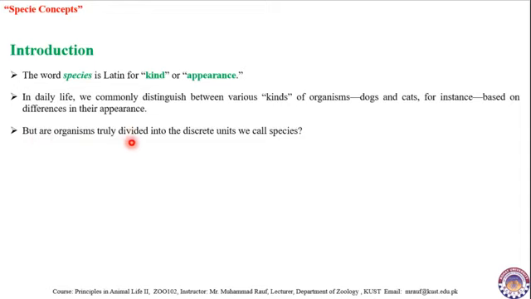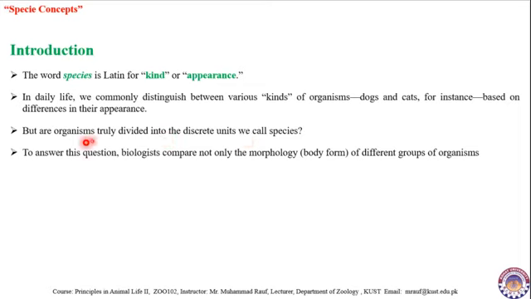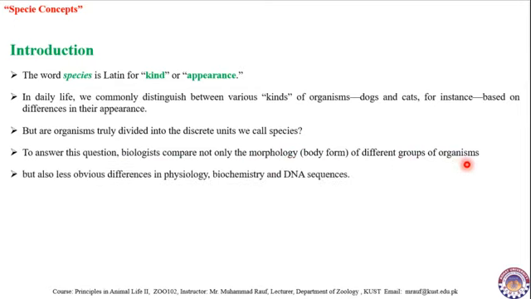But are organisms truly divided into the discrete units we call species? So can we differentiate and classify individuals into separate categories, into separate identical units? Is it possible? To answer this question, biologists compare not only the morphology of different groups of organisms, but also less obvious differences in physiology, biochemistry, and DNA sequences.